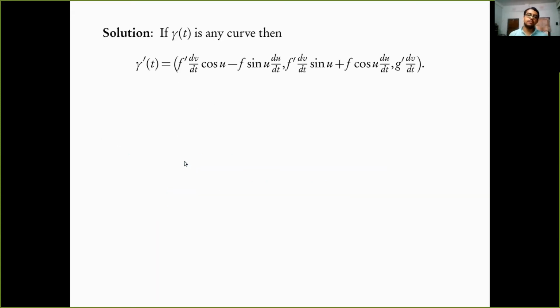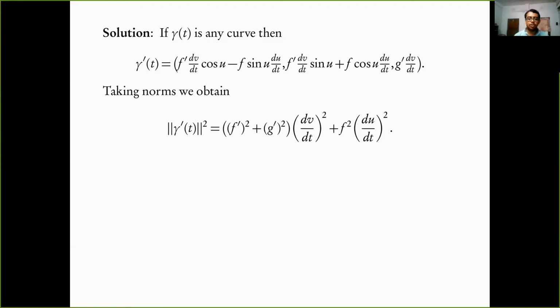So, well, the first thing is if gamma(t) is any curve, what is gamma prime of t? Well, you simply just differentiate. So remember it was f cosine u, so it would be f prime(v) dv/dt cosine u minus f sine u du/dt and so on. And the last one is g, a function of v only. So to differentiate, you get g prime dv/dt. So g prime here means dg/dv.